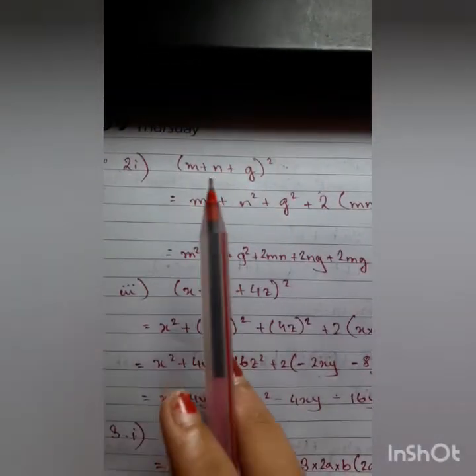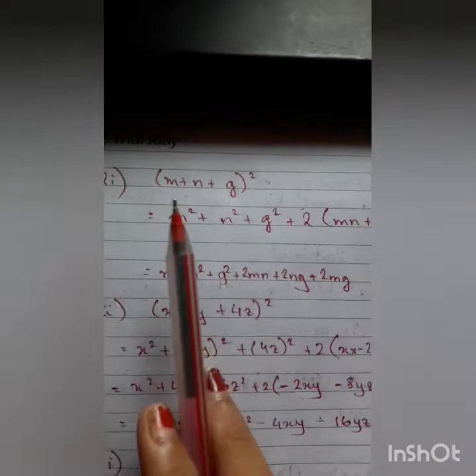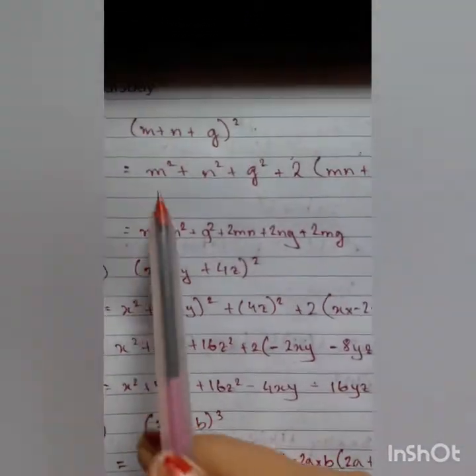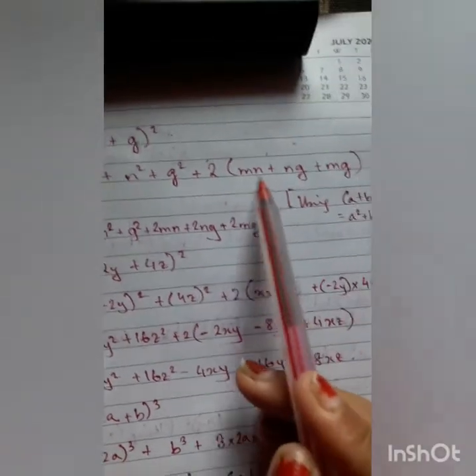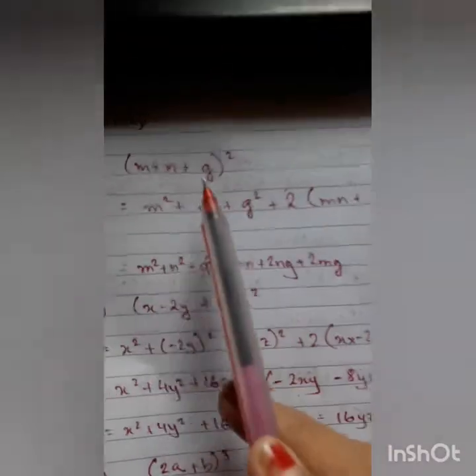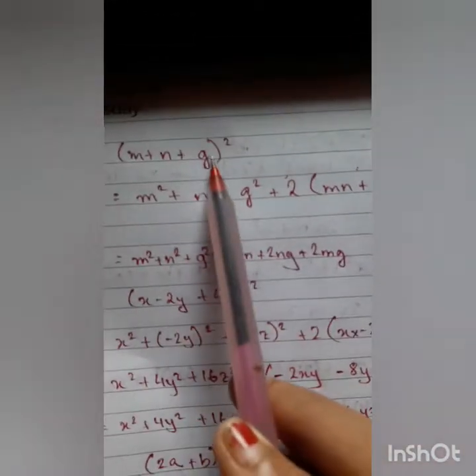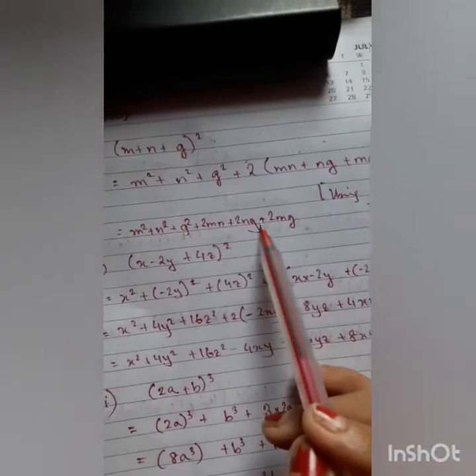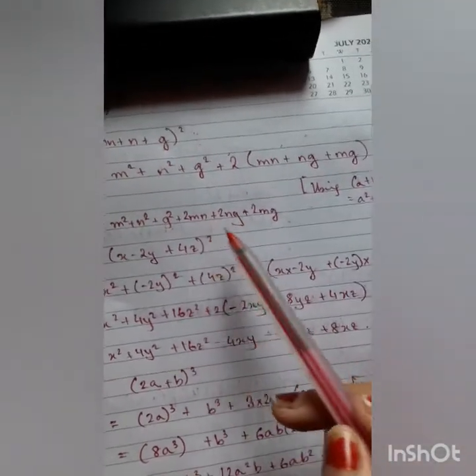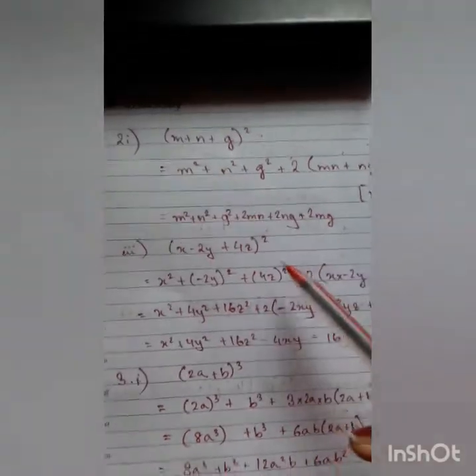Next, in 2 part 1, (m + n + g) whole square. 3 terms whole square is given. So we will use the formula (a + b + c) whole square. So m square plus n square plus g square plus 2 whole into mn, that is ab, plus bc, so ng, plus ca, so mg. So this is the formula. Now you can multiply and write it in expanded form: 2mn plus 2ng plus 2mg.